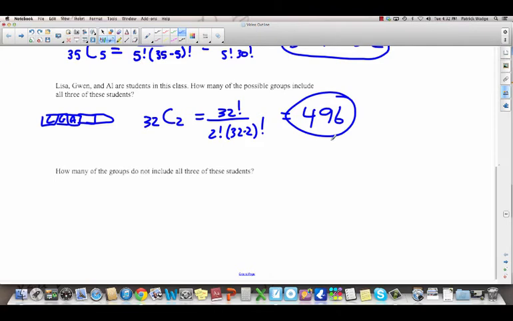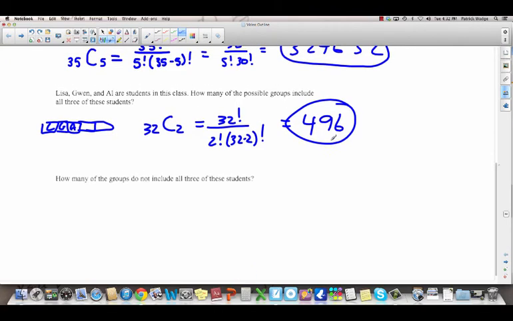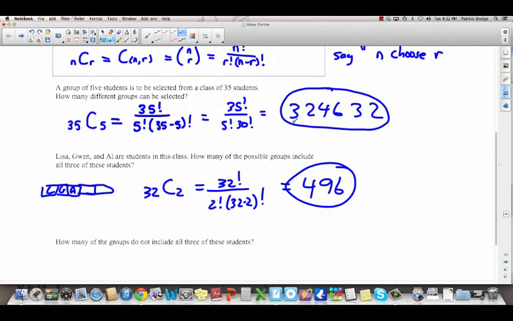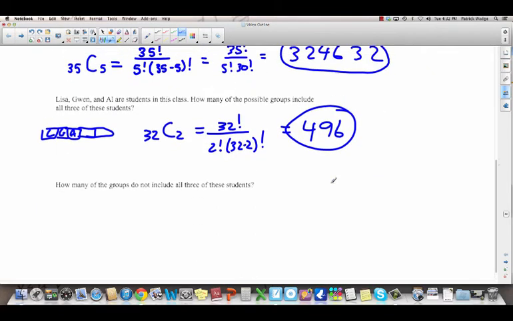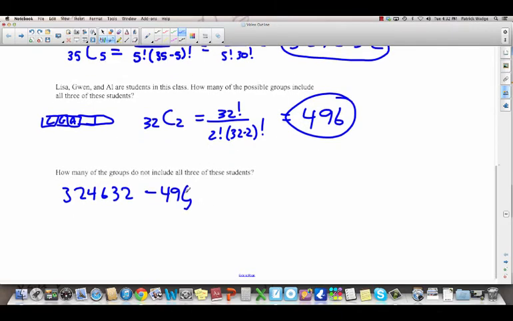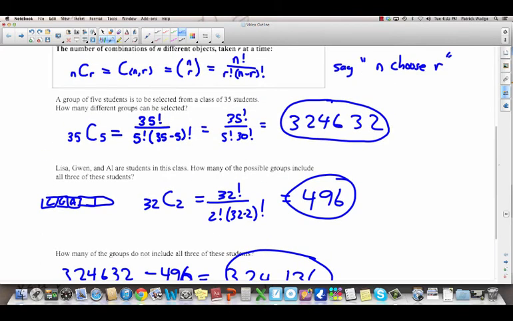How many of the groups do not include all 3 of these students? Oh boy, how are we going to do that? What should I start doing here? Well, believe it or not, we've already done almost all the work. If this is all the groups there are in total, and this is all the groups that include all 3 of them, then how many groups don't include all 3 of them? It'd be the total, take away the ones that do include all of them. So all you have to do is go 324,632, take away the 496 groups that include all 3 of them. And if you do that, you'll get the answer 324,136. So be careful of that. Sometimes people have to do these subtraction steps like that.